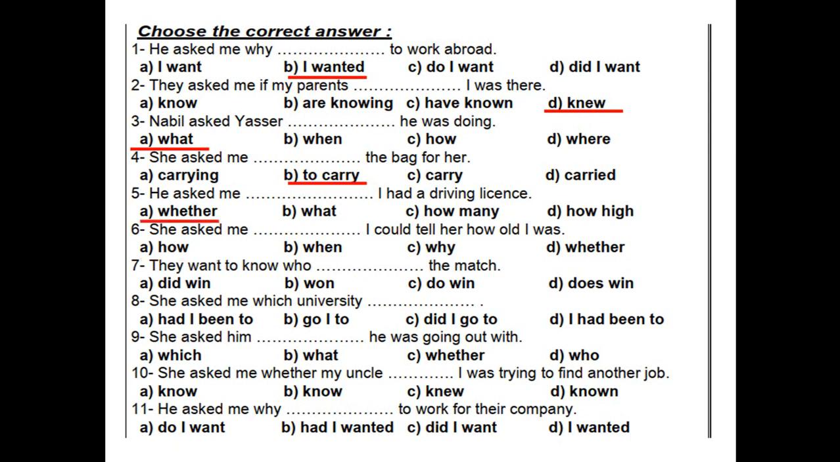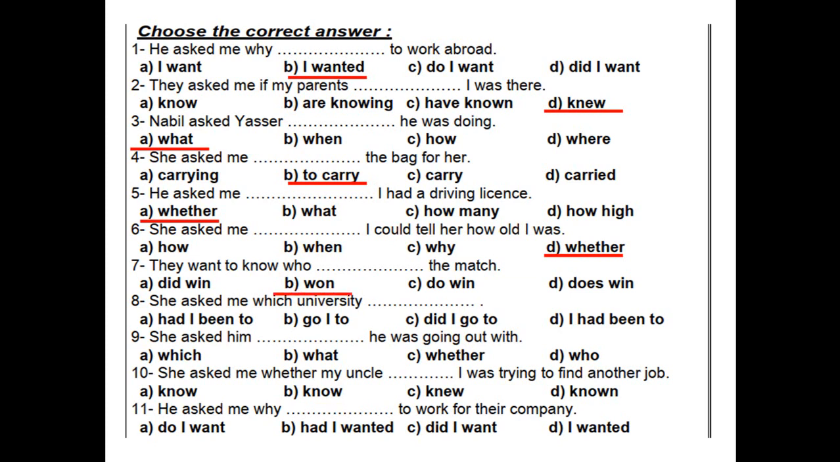Number 6. She asked me space I could tell her how old I was. How, when, why, whether. Okay, again it is whether. Whether means if I could tell her. Number 7. They want to know who, the match. Who did win, who won, who do win, who does win. Of course, we avoid the choices that begin with a helping verb, so I use won, who won.